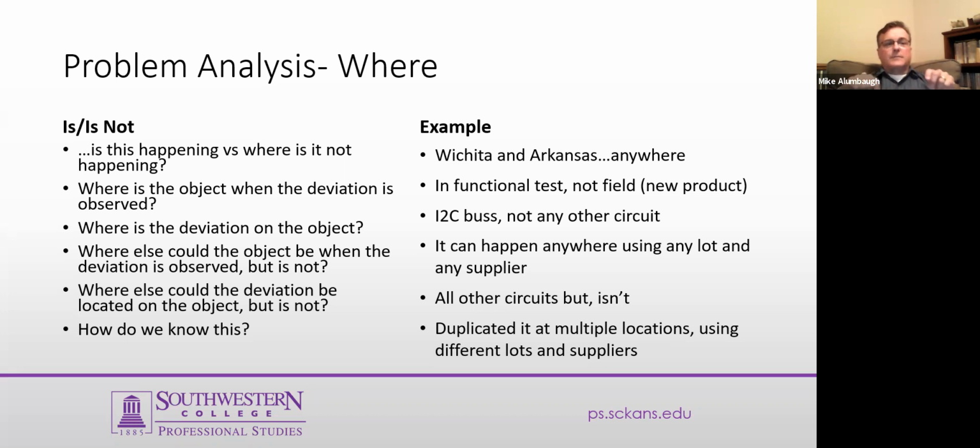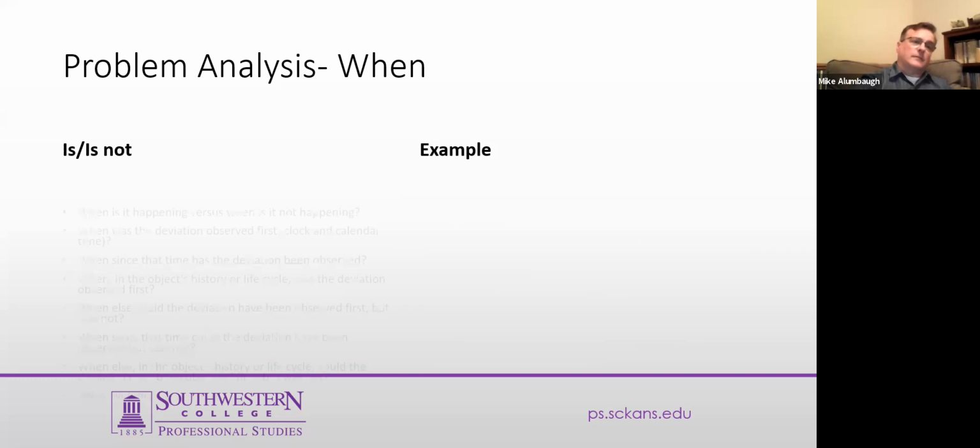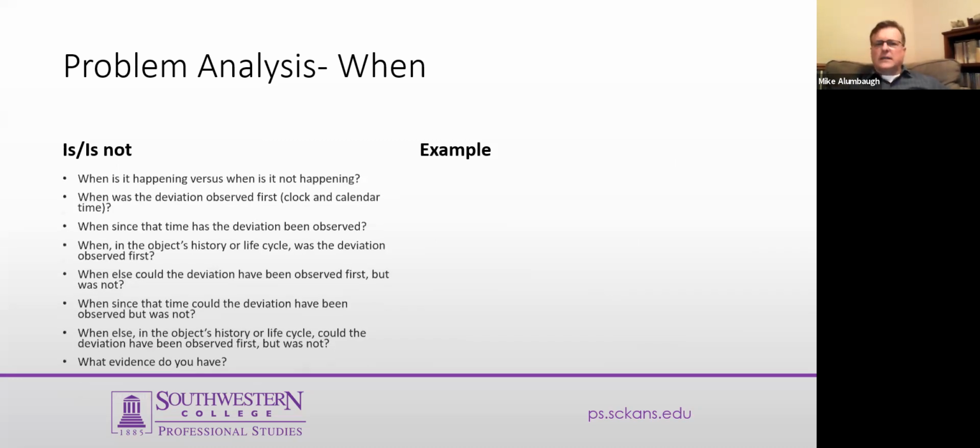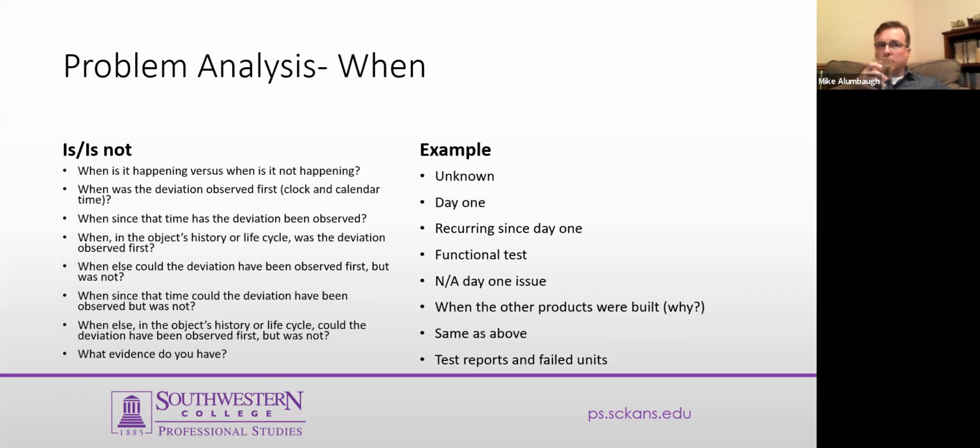Where else could the object have been when the deviation was observed but is not? It can happen anywhere using any lot and any supplier. Where else could the deviation be located on the object but is not? Any other circuit other than the I2C, but the other circuits are working just fine, so it's not that. And how do we know this? We created it at multiple locations using different lots from different suppliers, and it works in other assemblies. Okay. The when really doesn't do us much good at this point because we've answered a lot.